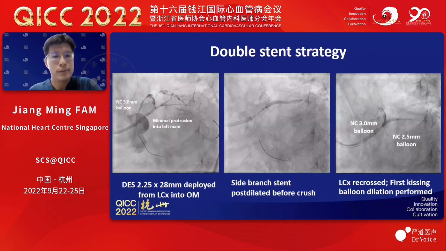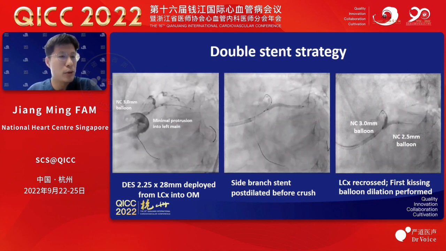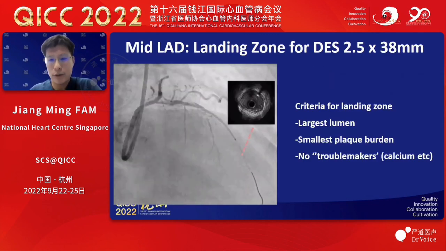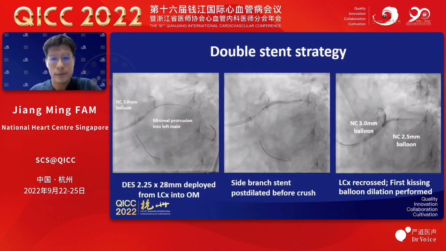Now, in this case, because of the complex bifurcation, we elected to do a double stent strategy using a double kiss crush technique. The DES is deployed first from the circumflex to the OM, with minimal protrusion in the left main. I use a non-compliant Trek balloon from the left main to the LAD as a marker. The side branch stent is post-dilated before I crush it, and then subsequently the circumflex is recrossed.